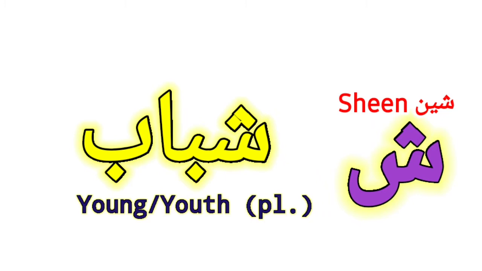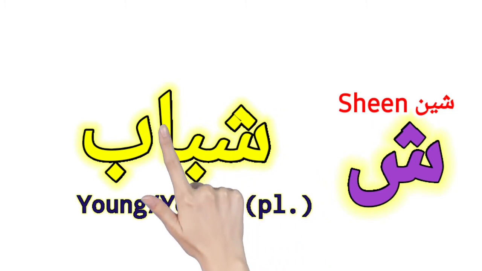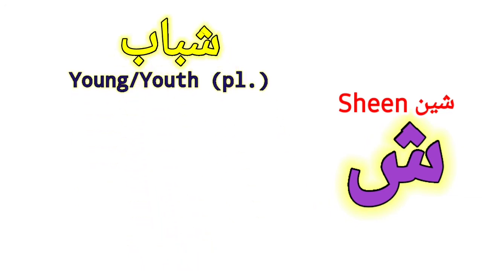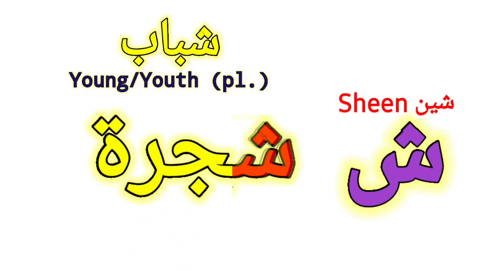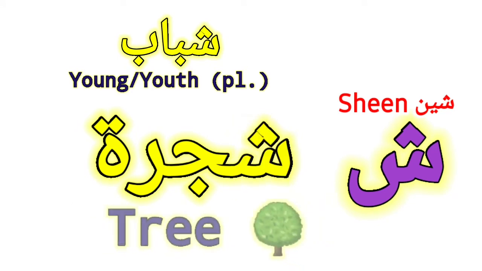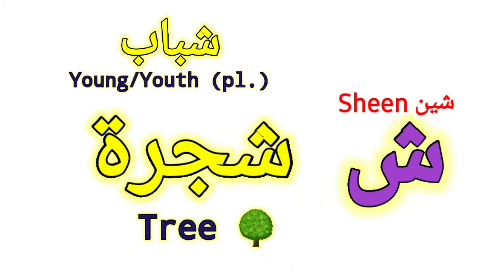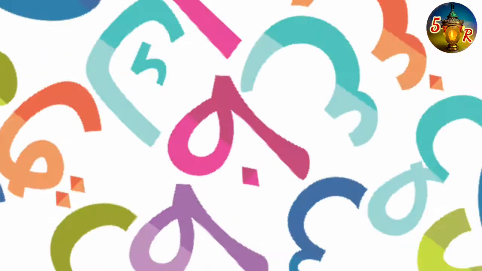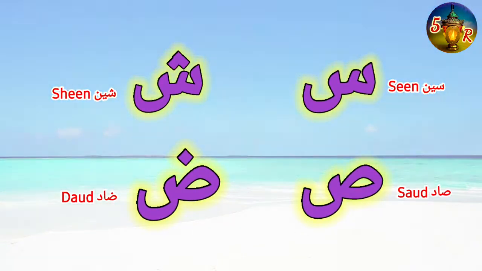Focus on the writing now. It should be getting easier for you, because all of those letters we already covered. Sheen, ba, alif, ba. تمام? Another example for sheen: the word shajara. Shajara means tree. Of course, in Masri it will be shagara. So shagara or shajara is tree. طيب, so that was seen and sheen.